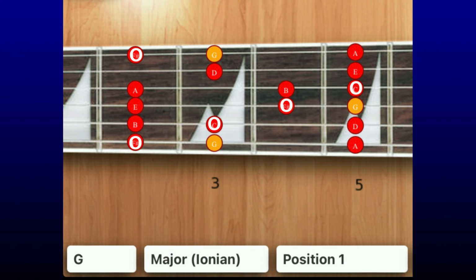Now I want to show you a different scale chart. I want you to notice that if I play all of the notes, I am playing the mode scale pattern. If I don't play any of the notes with the white circles, then I'm only playing the pentatonic scale. So quickly, here are the 5 pentatonic positions in G major.